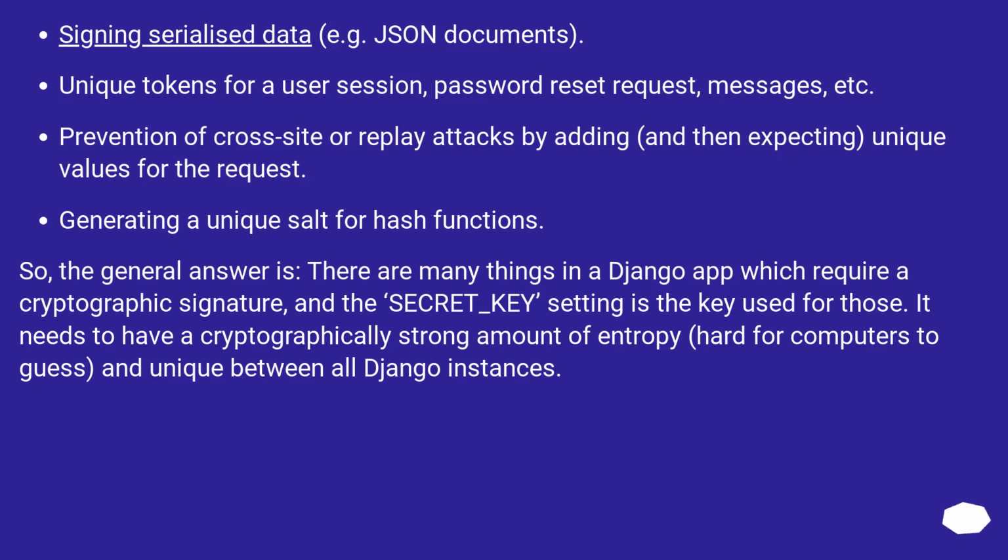So, the general answer is, there are many things in a Django app which require a cryptographic signature, and the secret_key setting is the key used for those. It needs to have a cryptographically strong amount of entropy, hard for computers to guess, and unique between all Django instances.